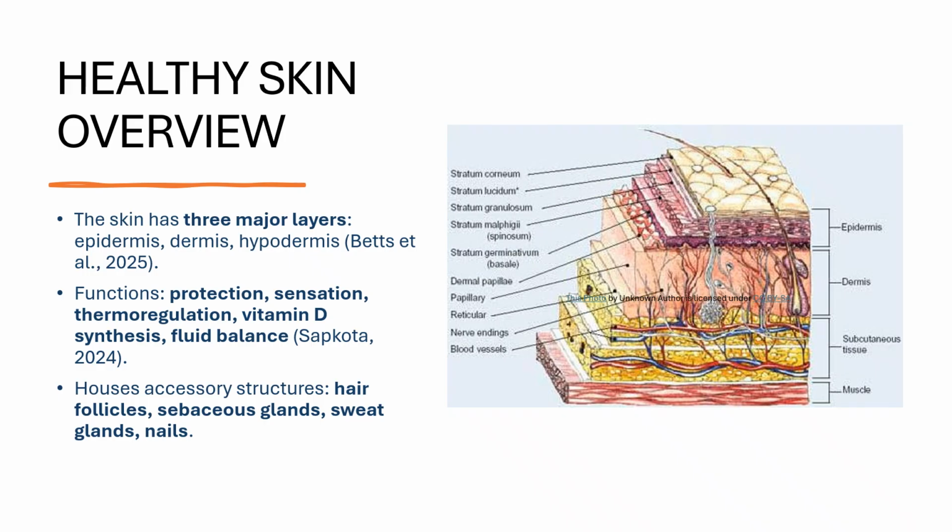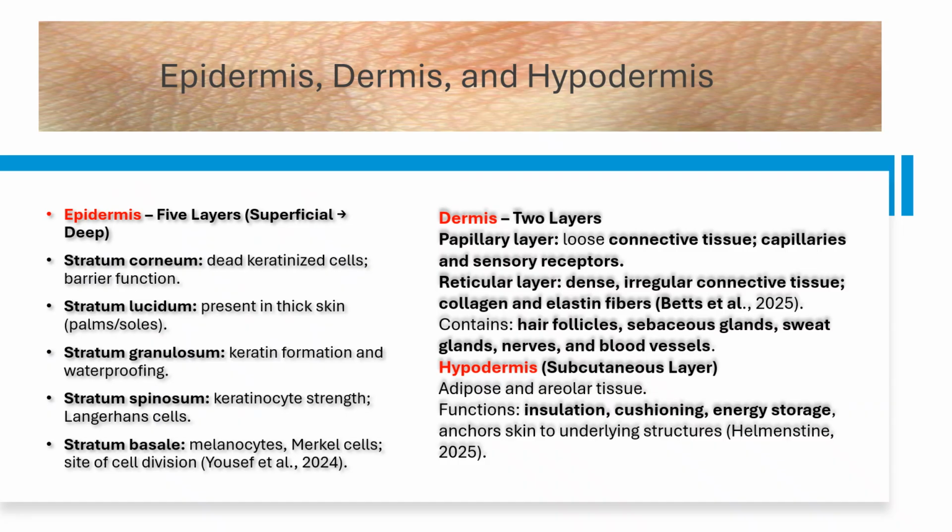We'll begin with a quick overview of healthy skin. The skin is made up of three major layers, the epidermis, the dermis, and the hypodermis. Together, these layers protect the body, help us sense our environment, regulate temperature, produce vitamin D, and maintain fluid balance. The skin also contains important accessory structures like hair follicles, sebaceous glands, sweat glands, and nails. All of these components work together to keep the body functioning and protected.